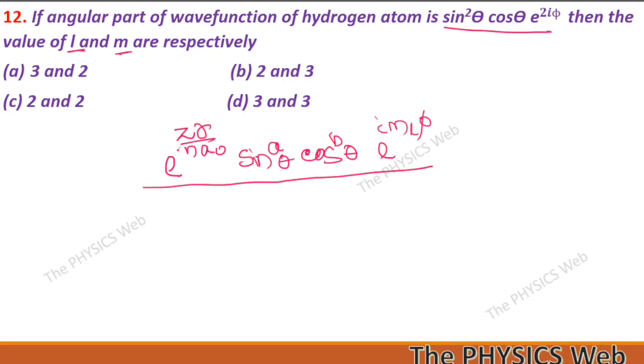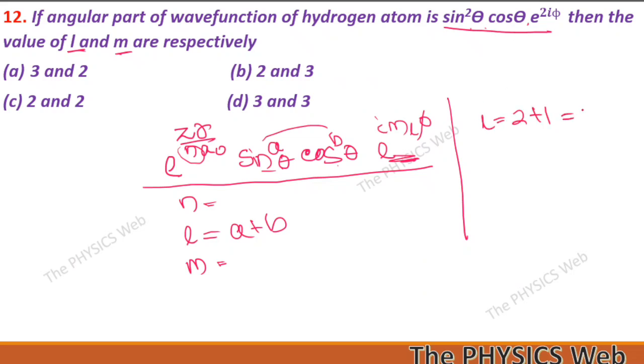From here you can define n, and from sin to the power a theta cos to the power b theta, L will be a plus b, and from the exponential term you can define your m value. Now, from the given expression, you can see sin square theta cos theta. So L will be 2 plus 1, which equals 3, and M will be 2. Okay, so 3 and 2. So A is your correct option.